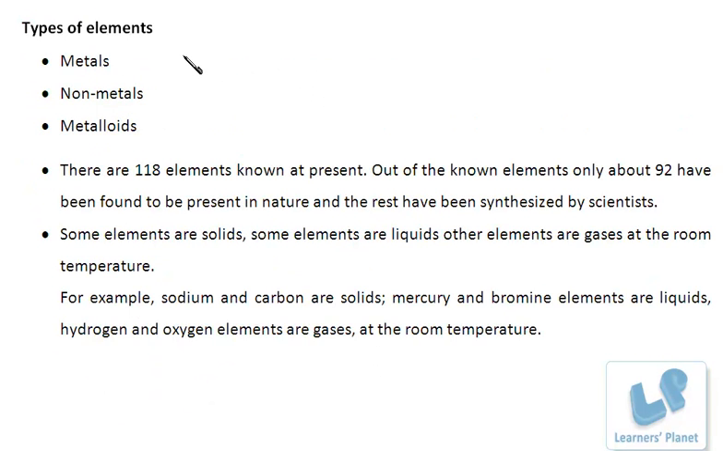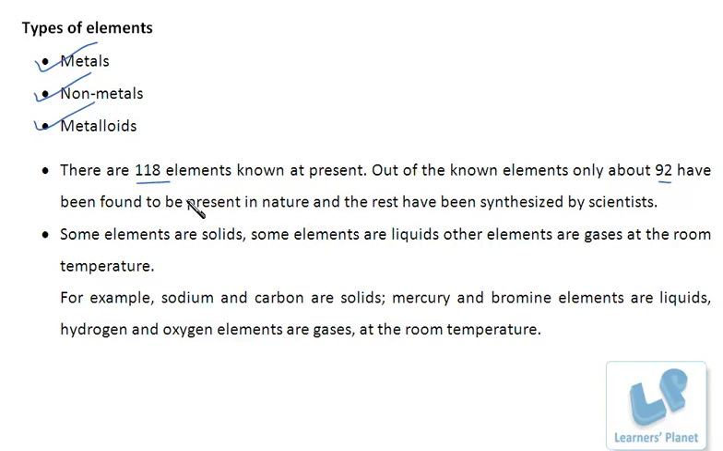Now these elements are also of different types. The elements are further classified into metals, nonmetals and metalloids. You must be knowing this: there are 118 elements known at present. Out of the known elements, only about 92 have been found to be present in nature.